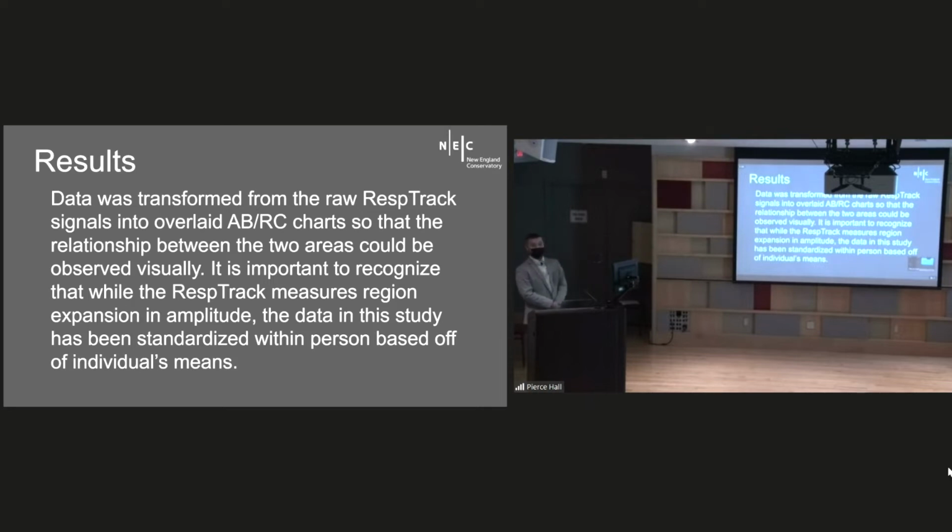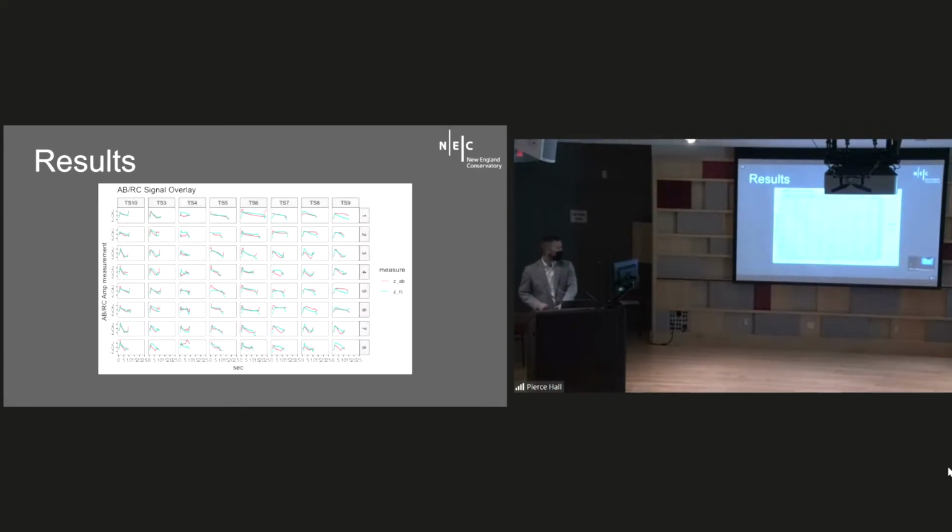Before taking a look at those graphs, it is important to note that while the RespTrack measures region expansions and amplitude, the data in this study has been standardized within person based off individual means. Now, observing abdominal and ribcage signal overlays, we see that there is some variation by test subject, by instrument, and by dynamic, but there are a few trends that remain the same across the entire chart.